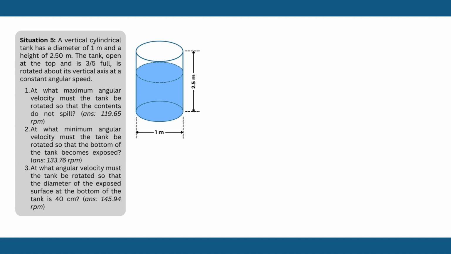The tank, open at the top and 3/5 full, is rotated about its vertical axis at a constant angular speed. Given this condition, we are to answer the following. At what maximum angular velocity must the tank be rotated so that the contents do not spill? At what minimum angular velocity must the tank be rotated so that the bottom of the tank becomes exposed?